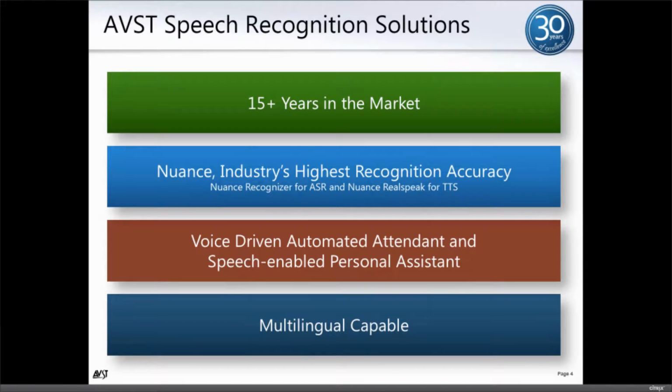We're going to look at two specific areas: our voice-driven automated attendant, our front end for a speech automated attendant, and then our user interface under the personal assistant software license. All of these applications we're going to talk about are multilingual capable. We'll look at what that means as we get a little further down the road. But the concept for us is you should be able to take a look at what we're offering today, figure out where it fits in your organization, and then pick and choose any pieces that you might find interesting.